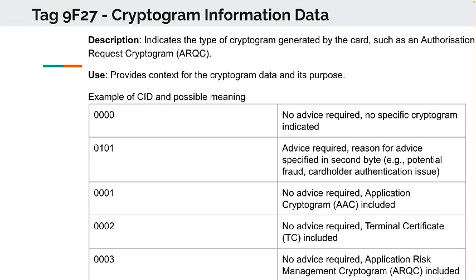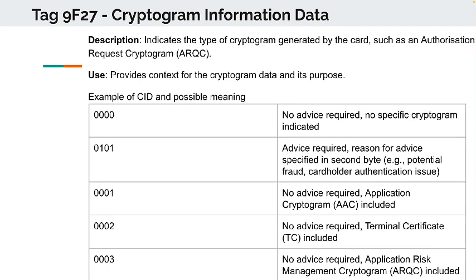We have another type, 0001 rather. No advice is required, and then there's a cryptogram, right? Application cryptogram AAC is included, right? No advice required, terminal certificate included, right? That's if the transaction was approved offline, right? So it generated TC, right?